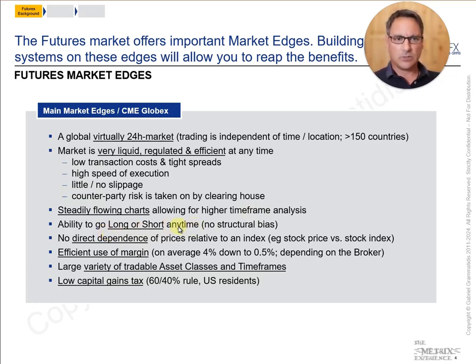With futures, the nice thing is you can go long and short anytime. There's no structural bias. Nobody prohibits you to go short. The futures contracts, let's say metals or energies, have no direct dependence on an overall index. When you trade stocks, like 25% comes from the index this stock is part of, and 25% comes from the sector the stock is in. So if you've got a pattern on a certain stock, only 50% actually depends on this pattern. This is why it's a bit more difficult and challenging trading patterns with stocks, for example.